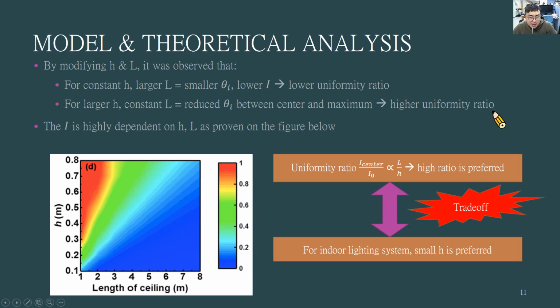How should we prove that the intensity is highly dependent on these two variables? We can see the graph here. Okay, so the first one, the uniformity ratio. Here I center, the intensity at the center per maximum intensity, is actually proportional to the length of the ceiling over H. So of course we would want a high ratio. But for an indoor lighting system, a small H is preferred, so there is actually a trade-off.